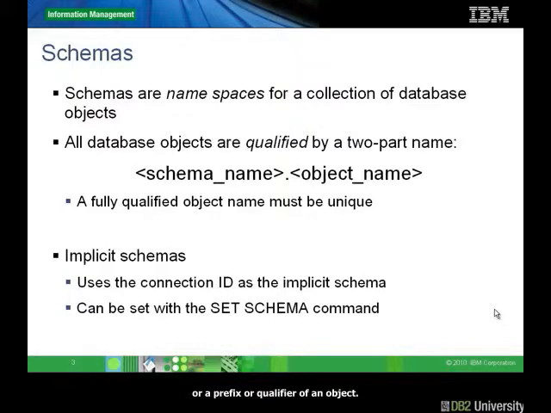Every object in DB2 has two parts, a schema name and an object name. A schema name does not need to be provided all the time when you work with objects in DB2, because there will be an implicit schema being used. Normally, the implicit schema is the connection ID used when connecting to the database. But you can also set it with a set schema command.